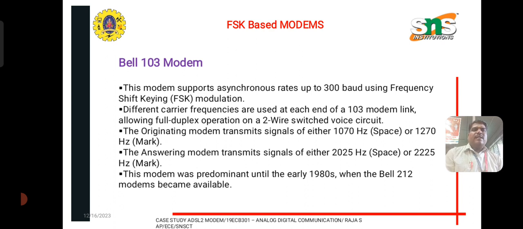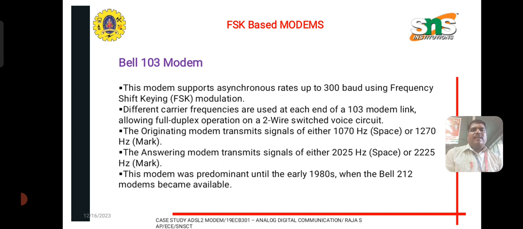Different carrier frequencies are used at each end of a 103 modem link, allowing full duplex operation on a two-wire switched voice circuit. The originating modem transmits signals of either 1070 Hz or 1270 Hz. The answering modem transmits signals of either 2025 Hz or 2225 Hz. This modem was predominant until the early 1980s when the Bell 212 modems became available.